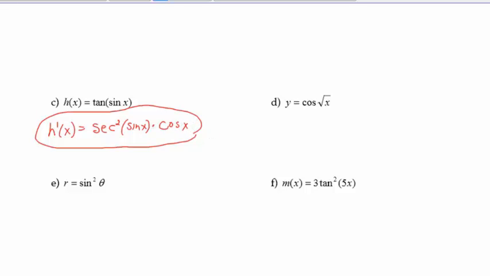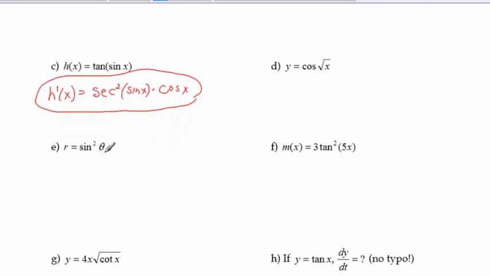The next one I want to look at here is going to be sine squared theta. Now, when you do sine squared theta, you need to know that that means the sine of theta squared. And it's really important to rewrite it like this so that you remember to do the chain rule correctly. So this is sine of theta squared. So my derivative, which would be dr d theta, is going to be bring down the outside, keep the inside and reduce by 1, times the derivative of the inside, cosine theta.